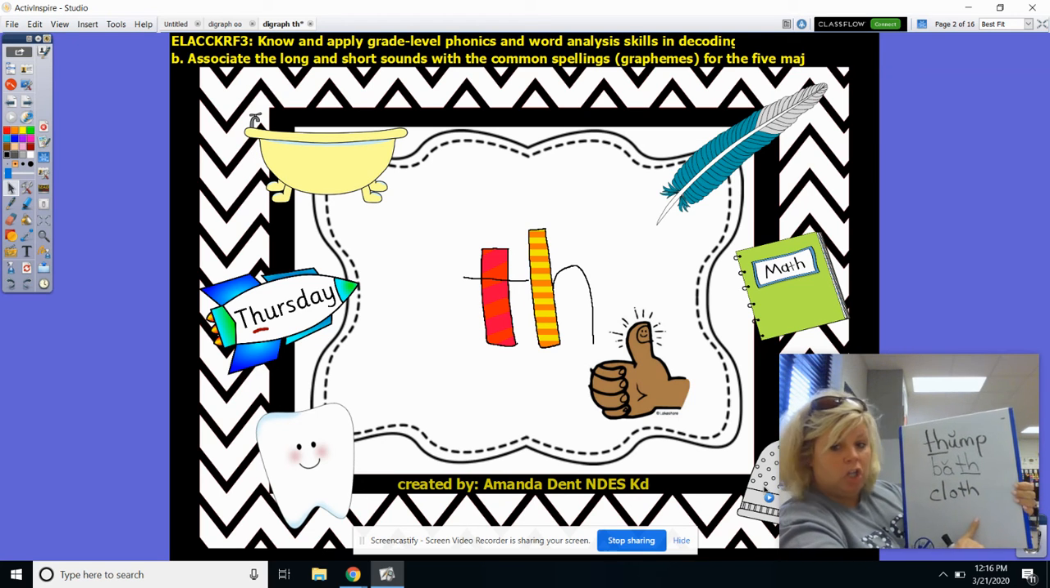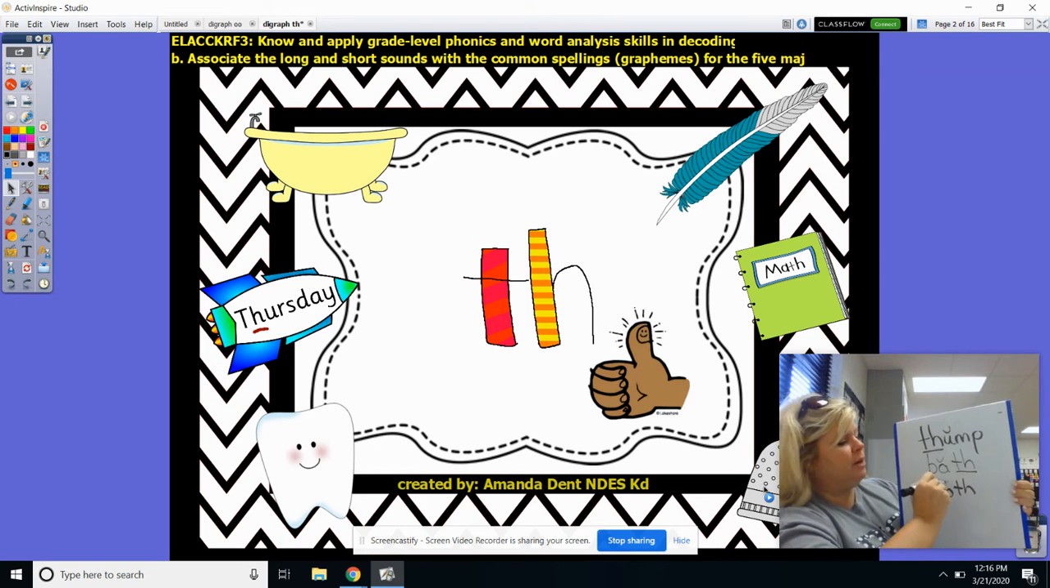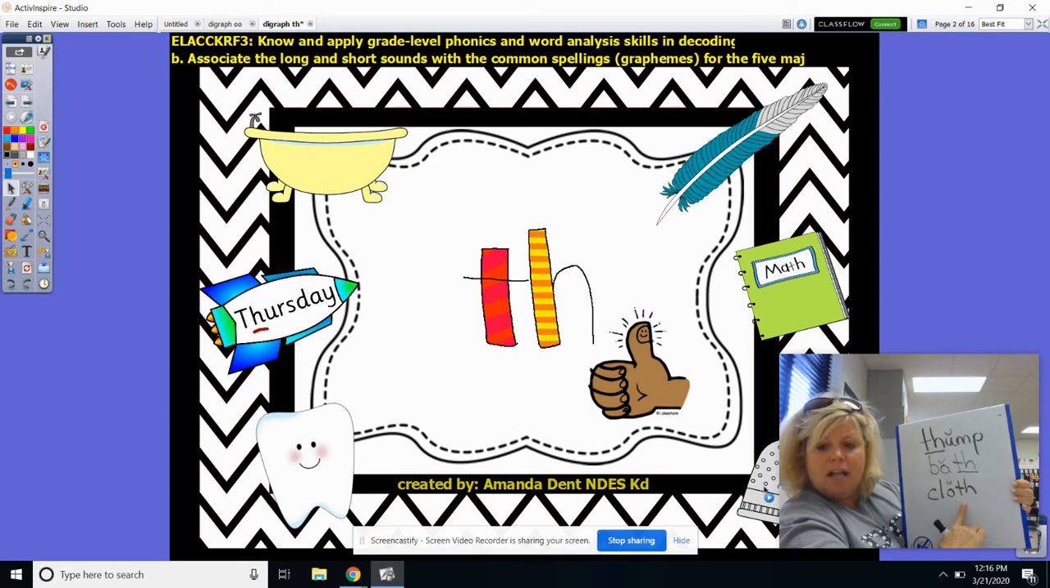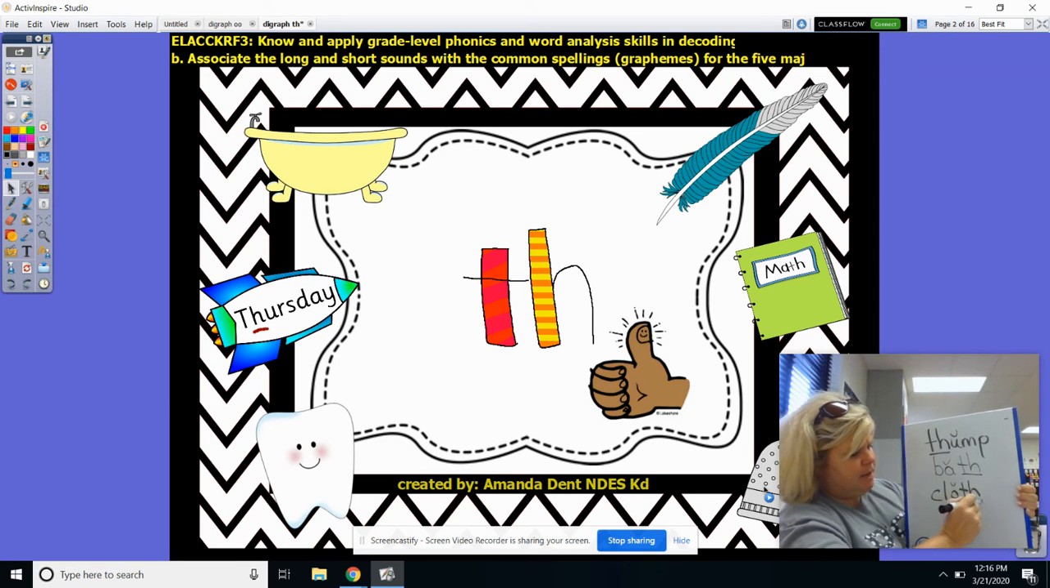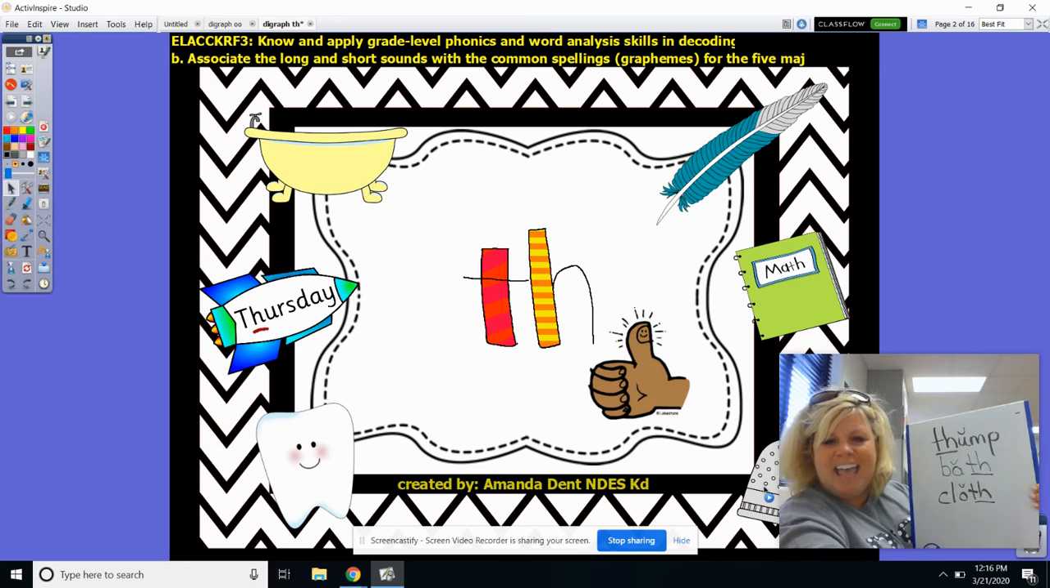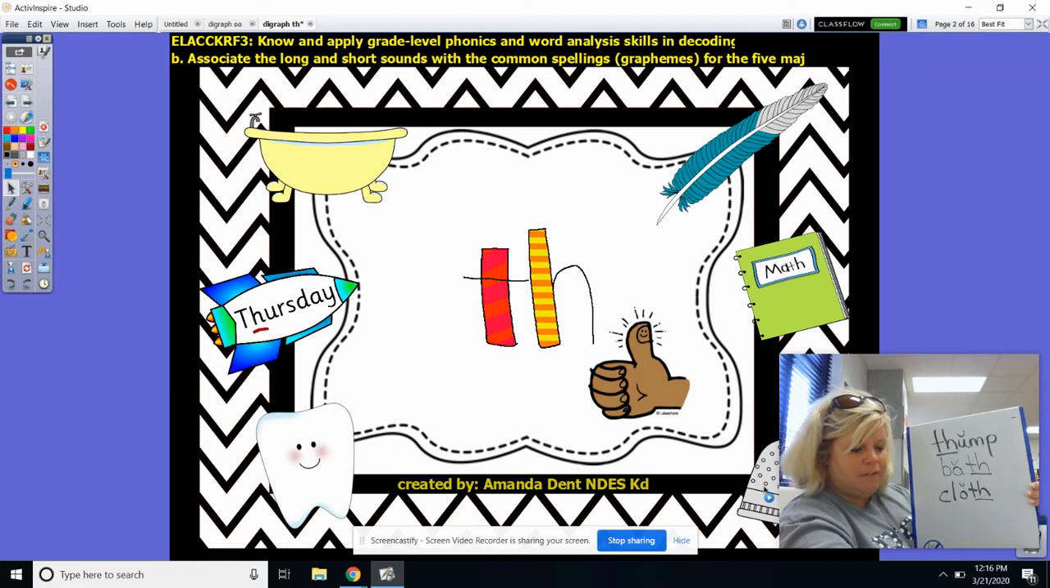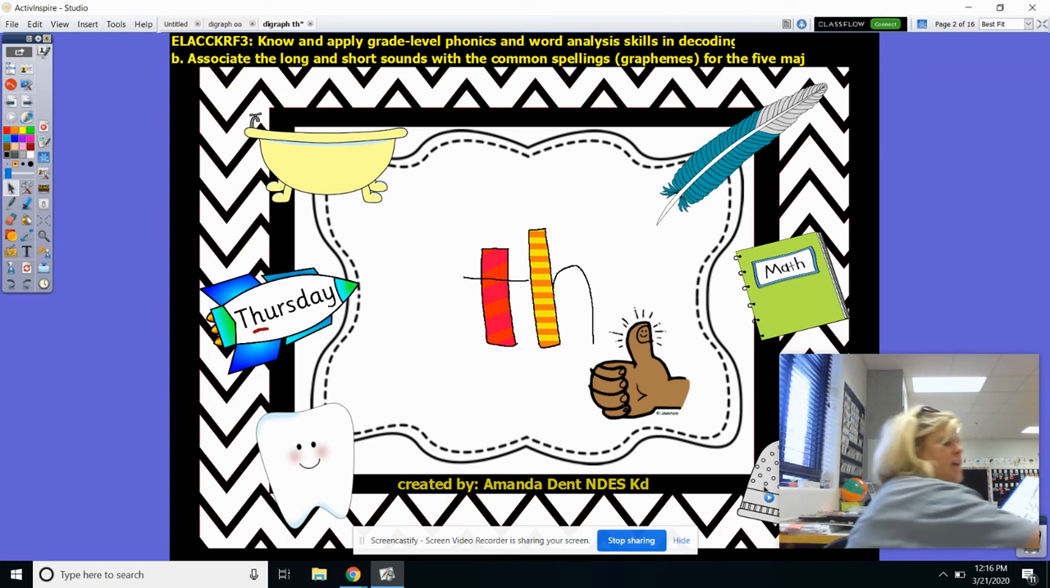Now we have the word cloth. Starts with a blend, cool. The vowel is an O. How are you going to code it? With a breve, because it's followed by a consonant. And the TH needs to be underlined because it is a digraph. It is a digraph.